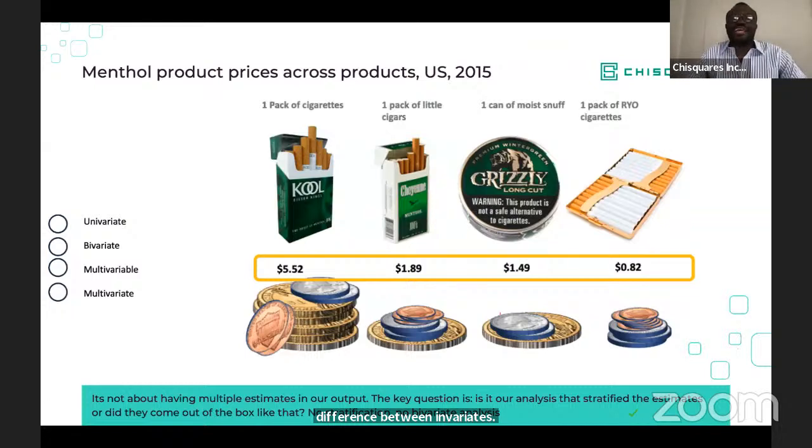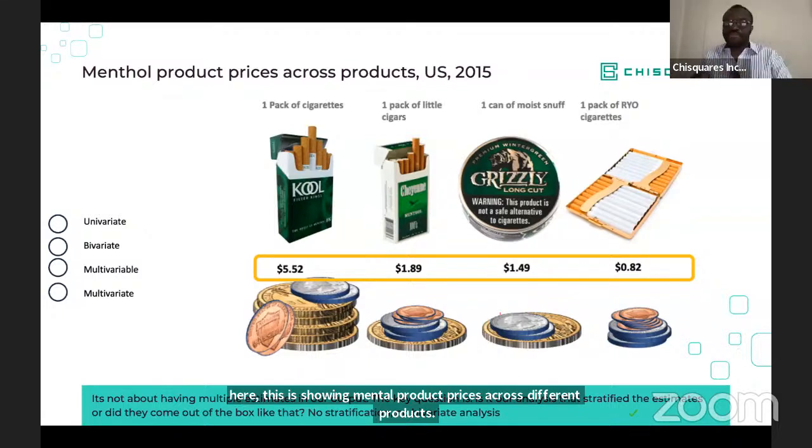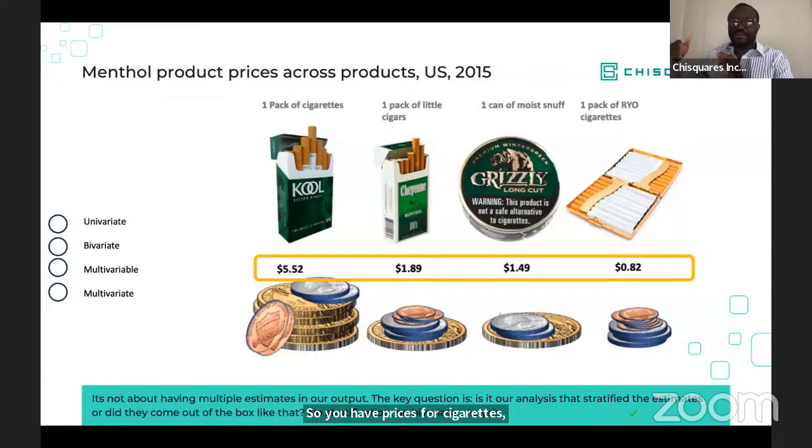All right, here's quiz time. This is now your time to show that you understand this concept. I'm going to show you a screen, and you're going to tell me what you see on that screen, whether it's univariate, bivariate, multivariable, or multivariate. So here, this is showing menthol product prices across different products. So you have prices for cigarettes, for cigars, smokeless tobacco, and roll your own tobacco. What kind of analysis is this?